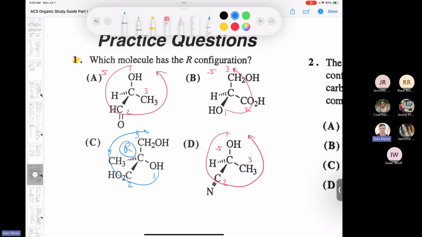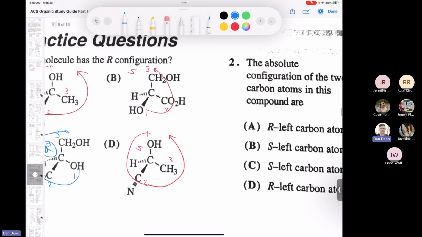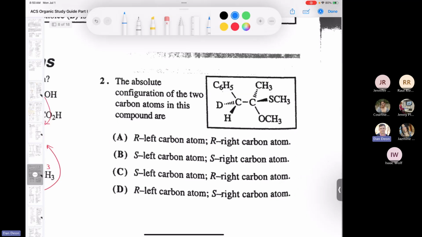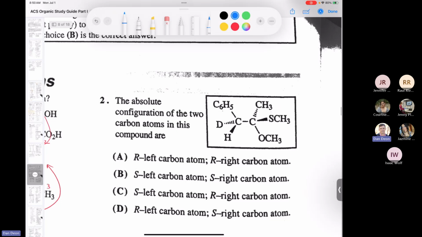Give me a thumbs up. Any questions about the Cahn-Ingold-Prelog rules and how we figured that out? Okay, good. Let's try number 2, because number 2 is trickier. And I find that ACS loves to ask more than one question on the same question. Does everybody know what C6H5 means?